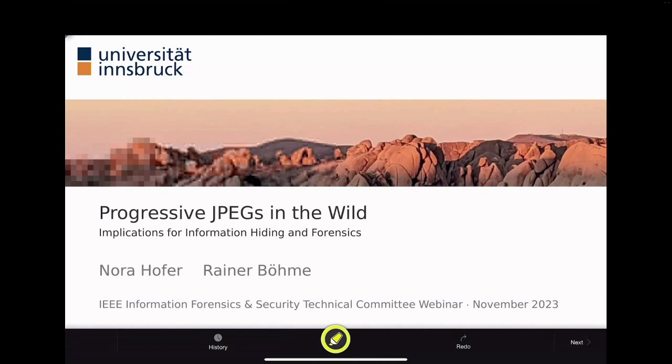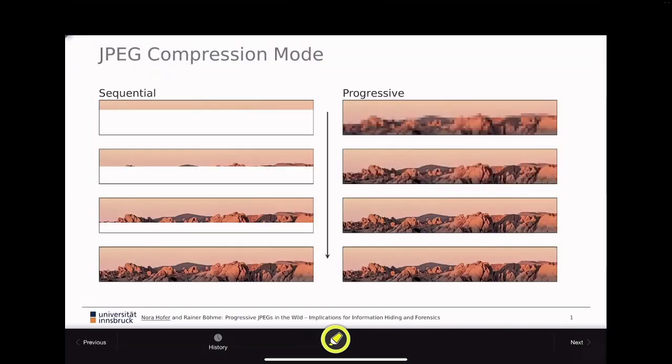Today's talk will be about progressive JPEGs in the wild and its implications for information hiding and forensics. As Jana said, this paper was presented at the Information Hiding and Multimedia Security Workshop in Chicago this summer. The research is joint work together with Rainer Böhme. Let's get started.